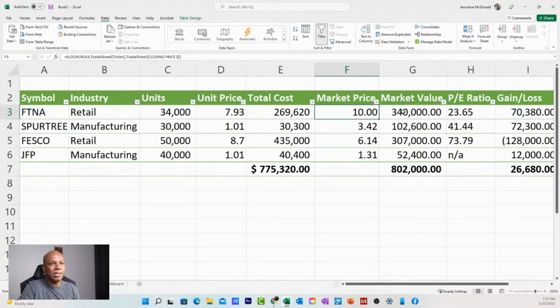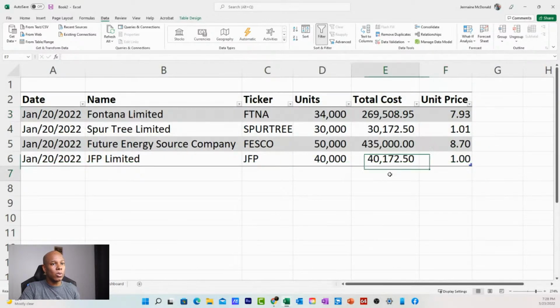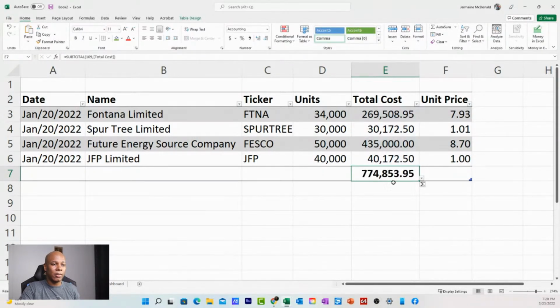Once I have the market price, then I can determine the market value. The market value is the price that I'd be able to sell it at the most current prices. Of course, tomorrow morning, I may go to try and sell it and the prices are different. But at least at this point, if I wanted to plan and say, how much money do I have? That's 802,000. That's the amount that I have now as my portfolio value. If I want to know how much I've spent overall, it's 775,000. And if you want to verify this, you can just go to your transactions, sum this, and it will give you the same total. All right.